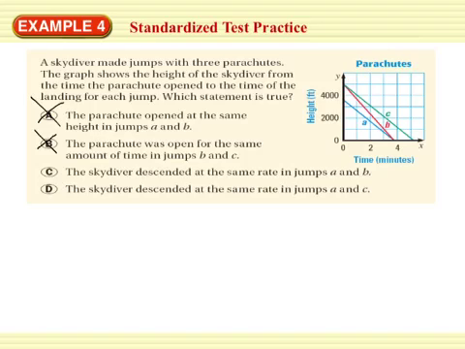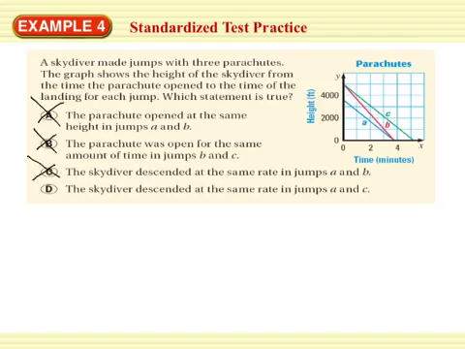The skydiver descended at the same rate in jumps A and B. So in jump A, okay, we have this slope. So we could calculate it by picking some points, but he started at a shorter height and still landed in the same time. So that's not the same rate as jump B, which was a higher height at the same time. So I would say the rate of the jumper in B was faster than the rate in A. It's a steeper slope, so that means that it would be faster. So that is not true.